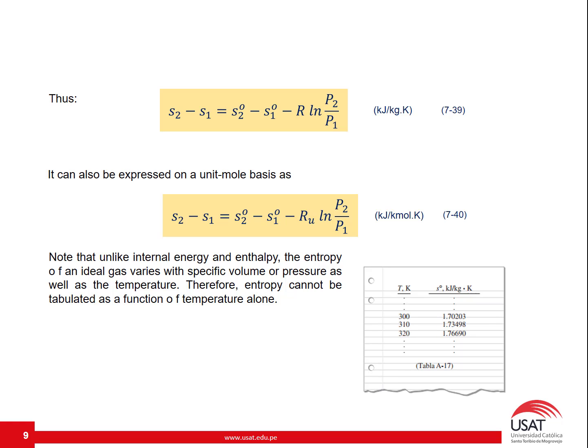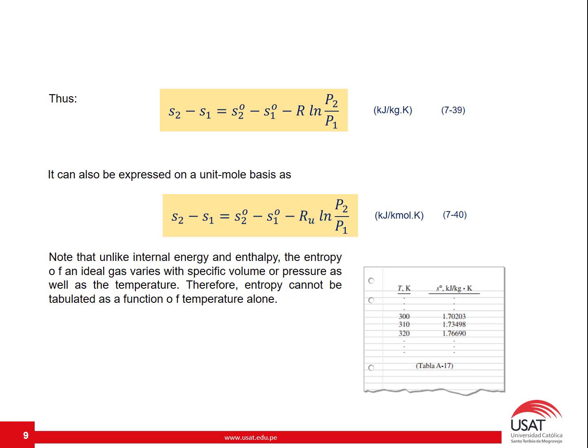Thus, it can also be expressed on a unit mole basis as. Note that unlike internal energy and enthalpy, the entropy of an ideal gas varies with specific volume or pressure as well as the temperature. Therefore, entropy cannot be tabulated as a function of temperature alone. The S degrees values in the tables account for the temperature dependence of entropy, figure 7-33. The variation of entropy with pressure is accounted for by the last term in equation 7-39.